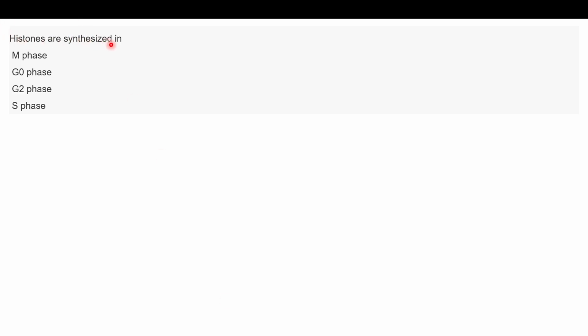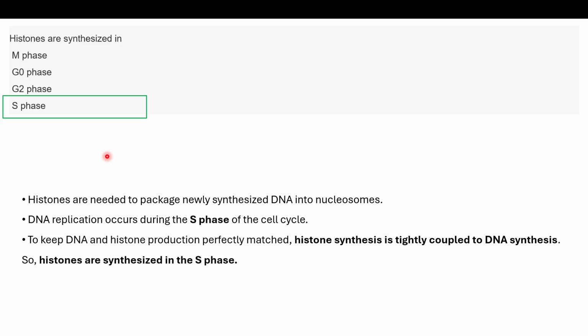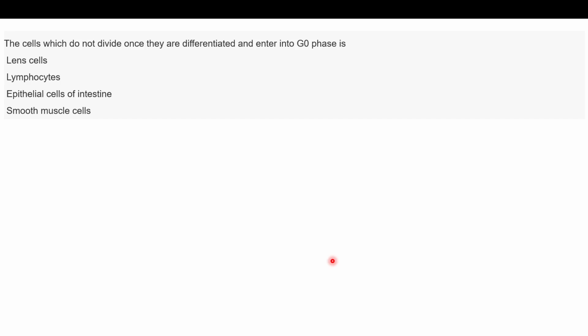So histones are synthesized in the S phase of the cell cycle, and they are needed to package newly synthesized DNA into nucleosomes. DNA replication occurs in the S phase. So as to keep DNA and histone production perfectly matched, histone synthesis is tightly coupled to DNA synthesis.